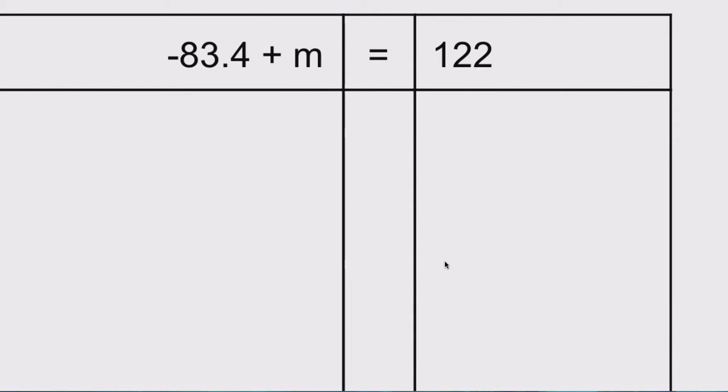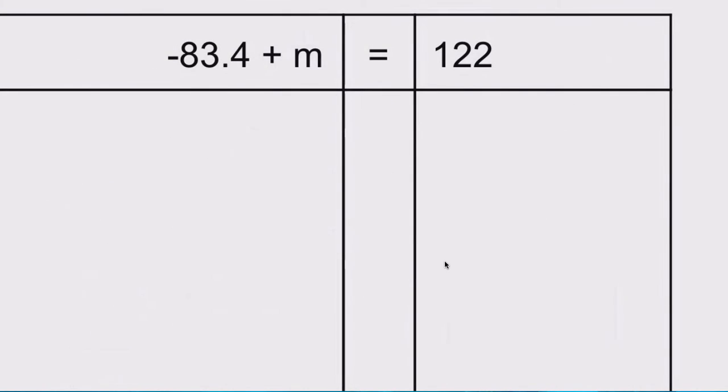All right, here, ladies and gentlemen, this is tricky because I have a negative 83.4 plus m. Is there another way I could write this that might make my work a little easier? Parker? Can we estimate? We're not going to estimate. I have no clue. Okay. Savannah?